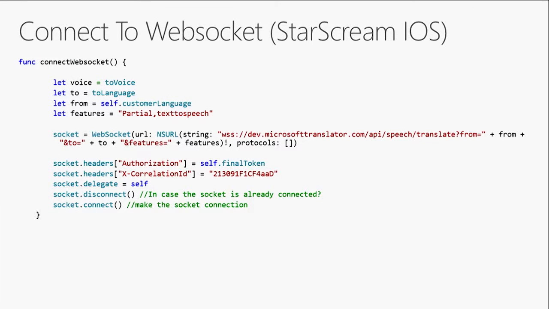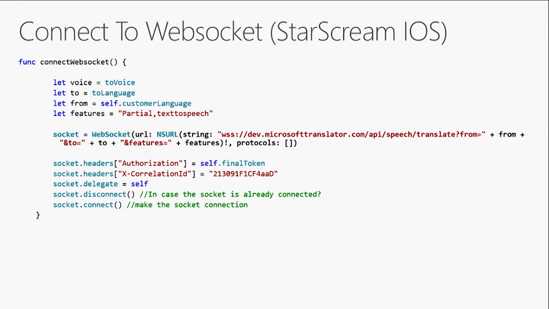So now we're in the connect WebSocket method, and we want to send the parameters to the service. We're interested in voice. We have a to language and a from language. We also are going to get partials, and text-to-speech means that we get the audio back. The partials are very interesting because you can see the process of voice recognition and translation as it's happening. It builds up the entire sentence that the system is working on at the time.